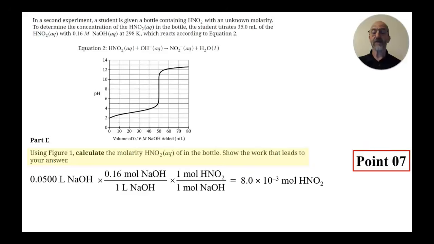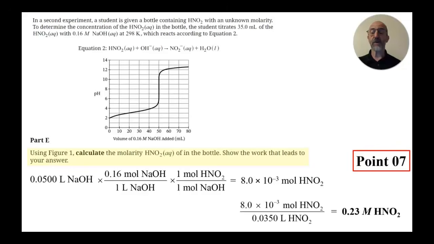And so I've gotten that the calculation is 8 times 10 to the negative 3 mole of nitrous acid, and for that 35 milliliter sample I'm dividing by the volume in liters. So 8 times 10 to the negative 3 divided by the volume of the nitrous acid in that bottle, and I got 0.0350 when I divided 35 by 1,000. So my molarity is 0.23 molar.